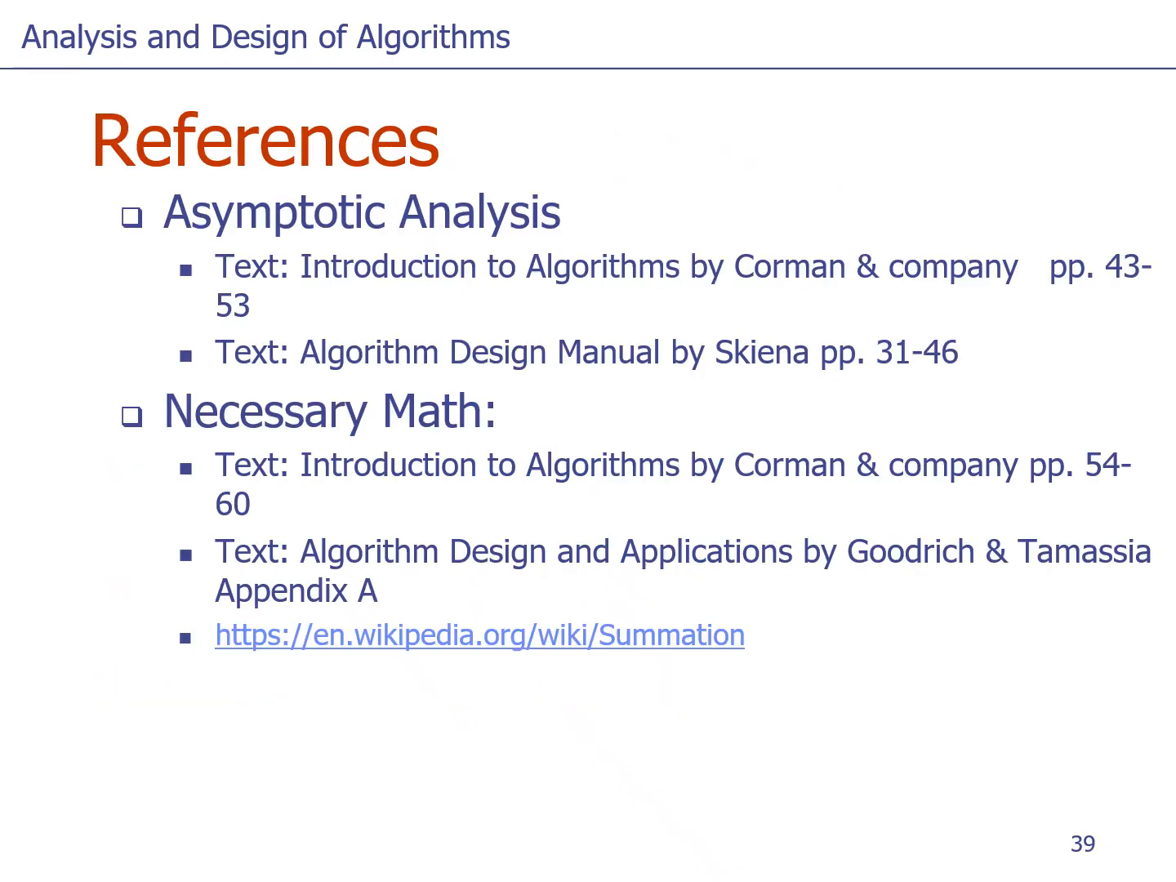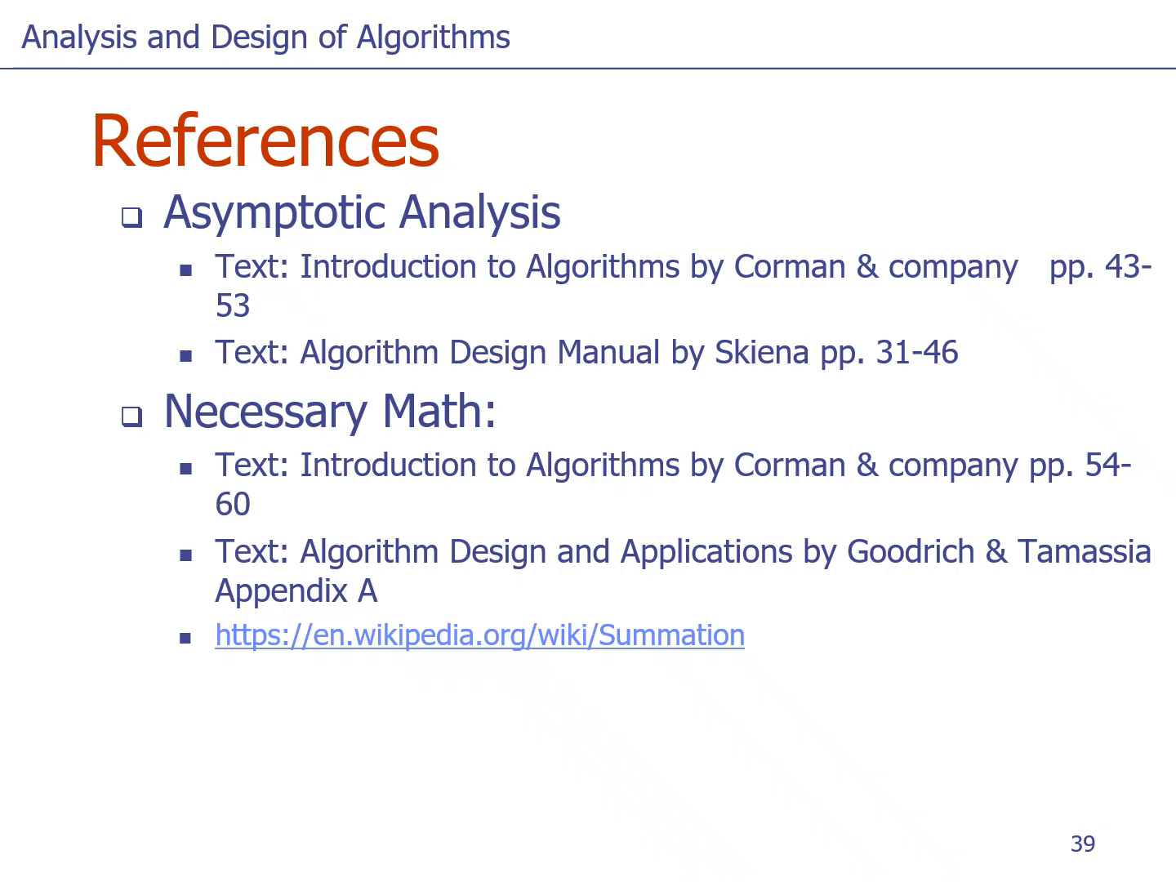And here are the references for today's lecture. I'm again including the Cormen textbook, which is the classical textbook for this course, and I'm giving you also readings from another textbook that I have put for you on the Google Drive, which is Algorithm Design Manual by Skiena. Pages 31 to 46 are nice to read, a nice intro to asymptotic analysis, which we covered in today's lecture.